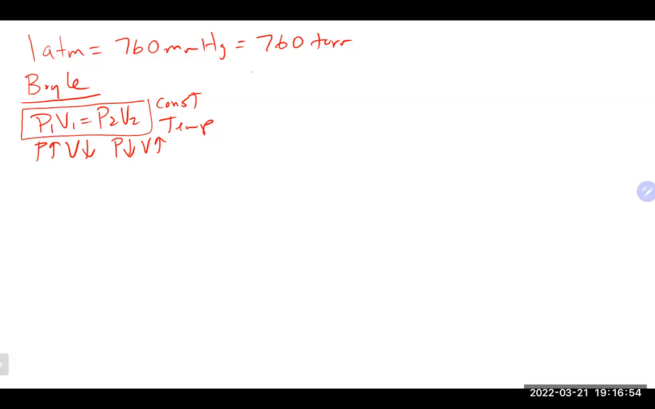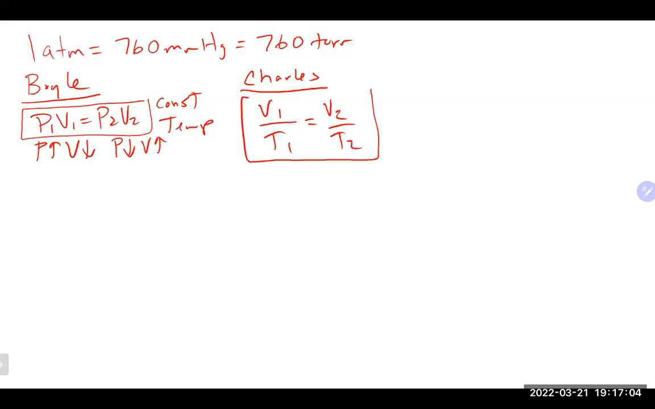We also talked about Charles' law, which is V1/T1 is equal to V2/T2. This is at constant pressure. And remember here, in pretty much all gas laws, temperature does need to be in Kelvin. So that's 273 plus our temperature in Celsius to do that.